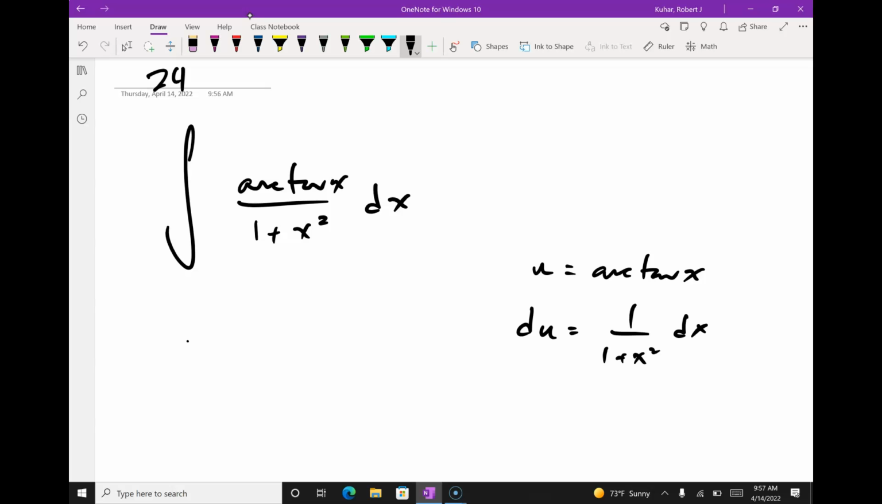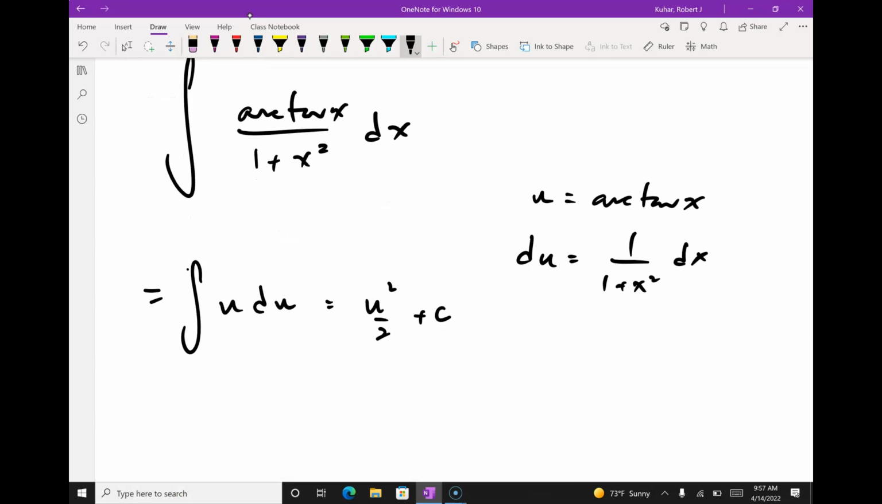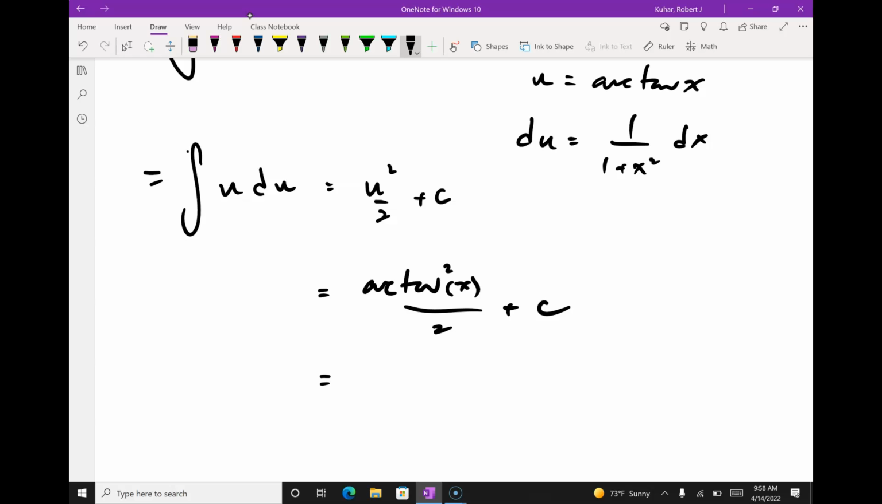Nice. So I've got the integral of u du, or u squared over 2 plus c, right? Power rule, once I get to the power rule, it's really simple. Add 1 to the power, divide by the new power. And so what do I get? I get arctan squared x over 2 plus c. And you could write it like that, or you could write it like they were writing the ln before: arctan of x quantity squared over 2 plus c. You could write it like that too. It's your choice.